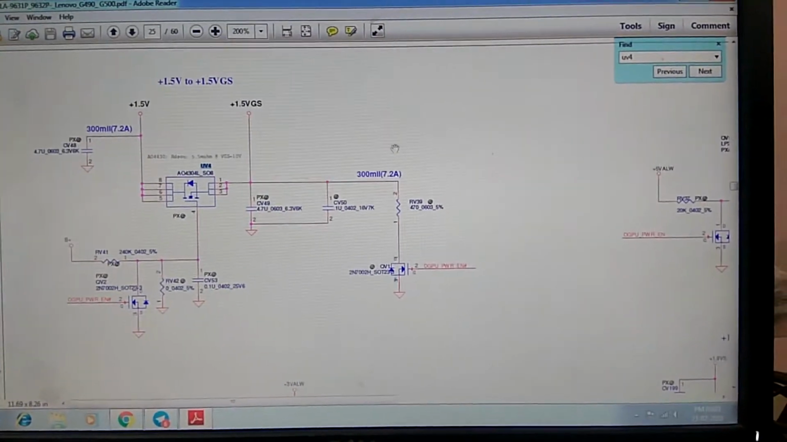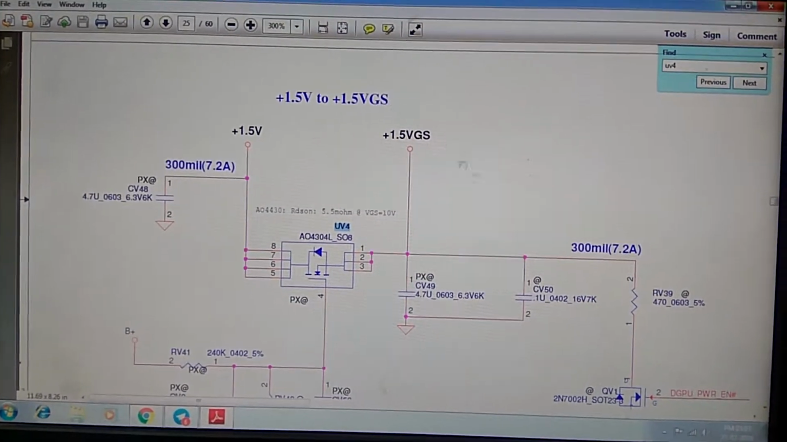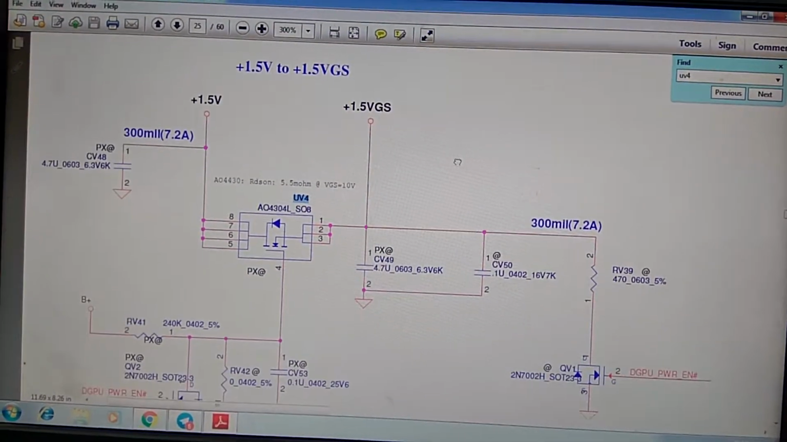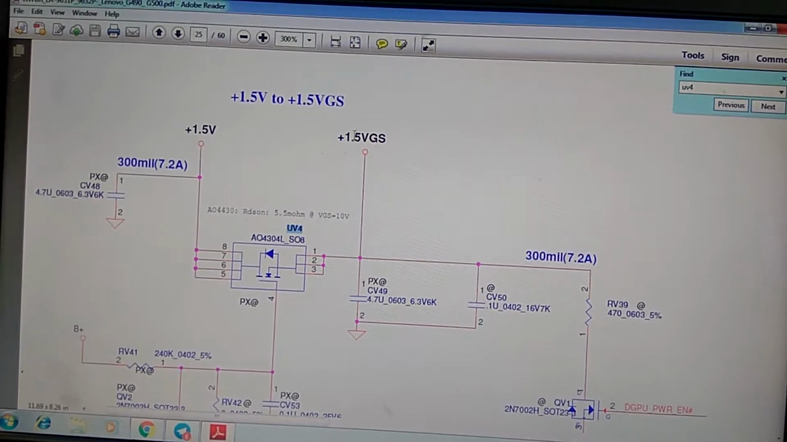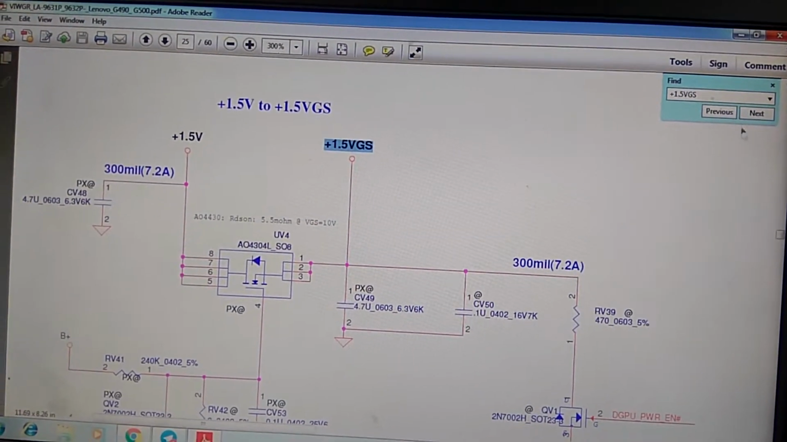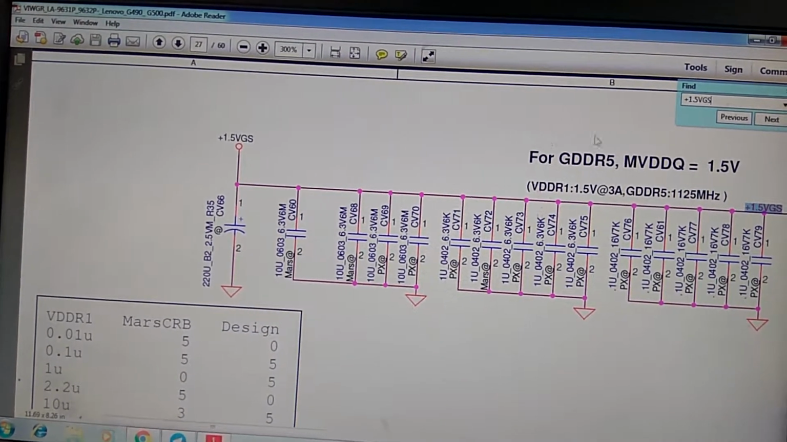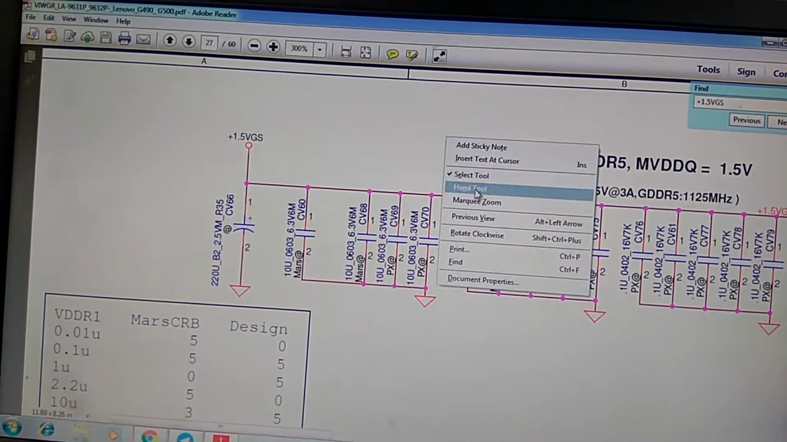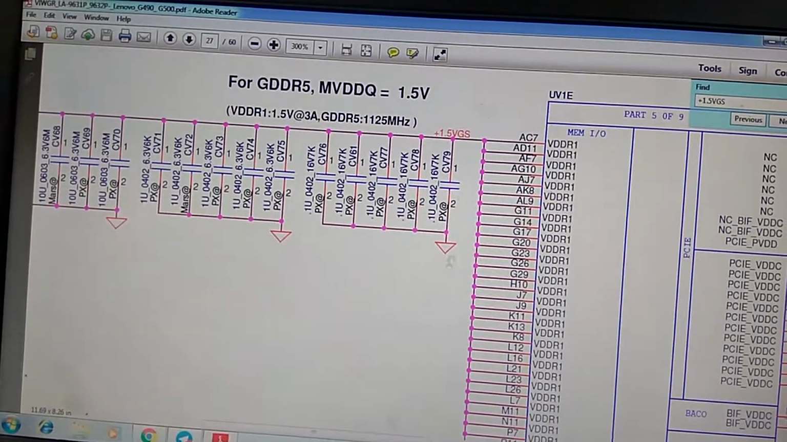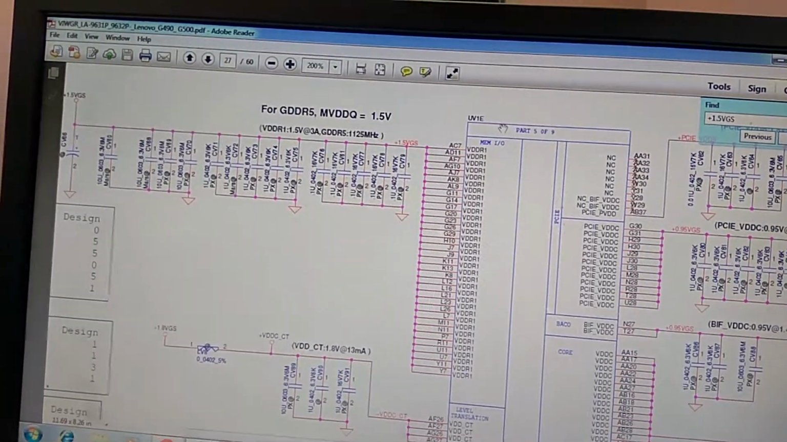Okay, this is the UV4, 1.5 volt to 1.5 volt VGS, and this line goes to graphic IC VGS, graphic for DDR5 RAM VGS UV1. Okay, 1.5 volt VGS goes to UV1E, and UV1E is our graphic chip, I think so.